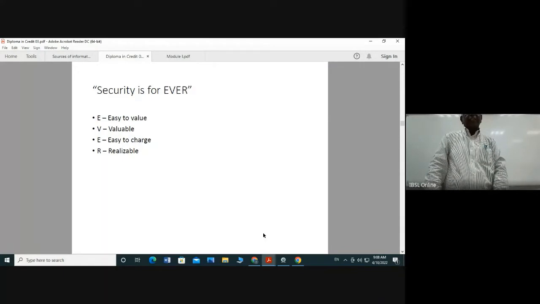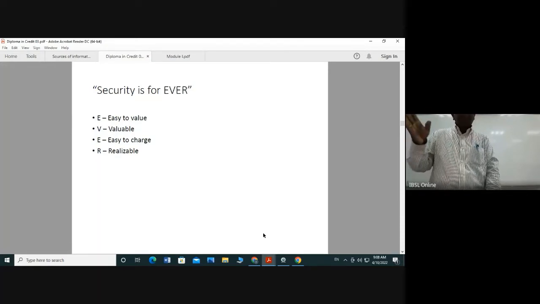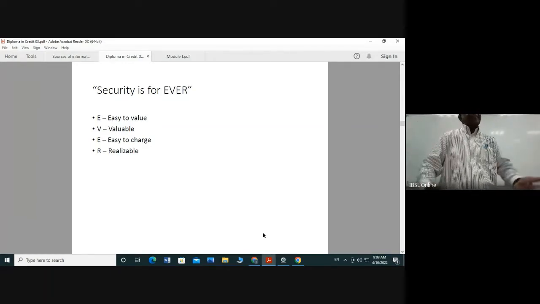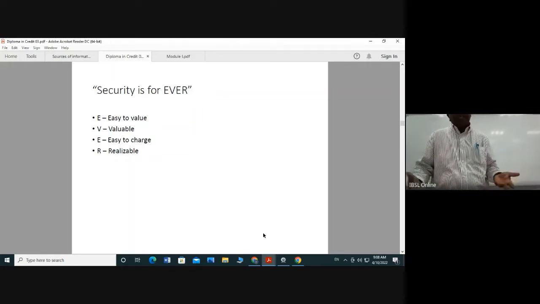Securities forever, EVER, we discussed. E is easy to value. Then V, it is valuable. Then E, easy to charge, legally to charge the collateral. So it should be easy. And then R, realizable when necessary arises. So you must realize it. So securities forever, EVER.